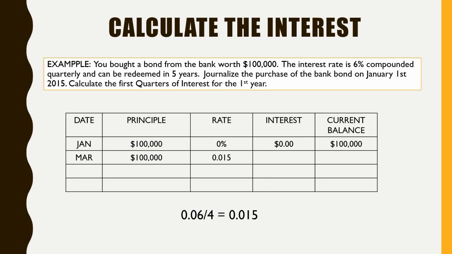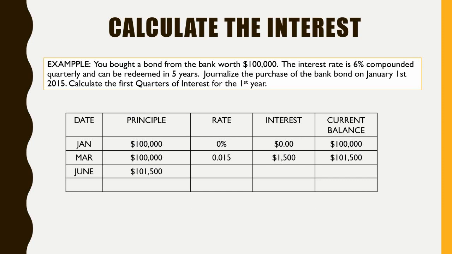Okay? So if I calculated 3 plus 3 plus 3 plus 3, for a whole year, it would add up to 6%. Okay? So then all I do is very simple. Principal times rate. What is 100,000 times 0.015? That gives me $1,500. So then, add that to there. Now, my principal is $101,500. And then you're going to rinse and repeat.